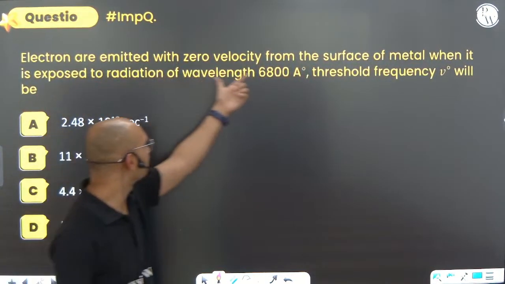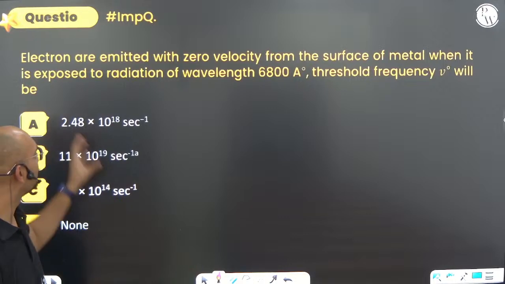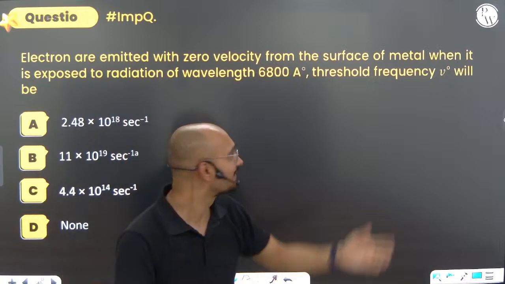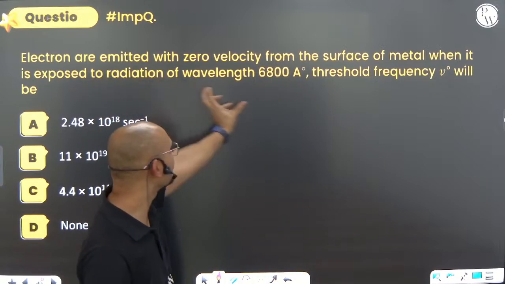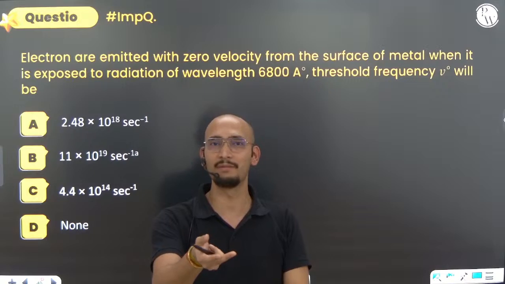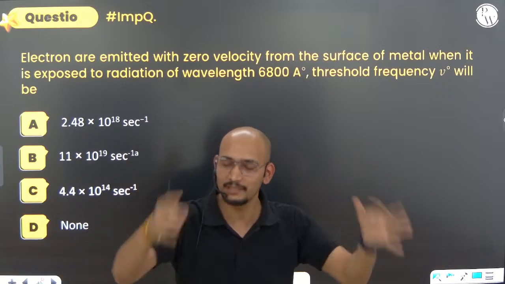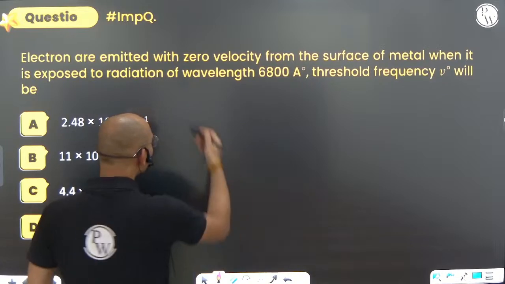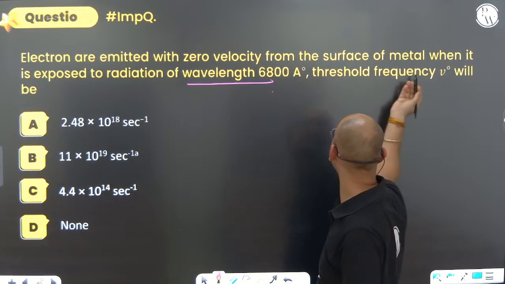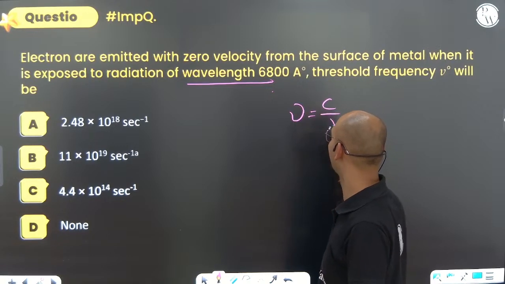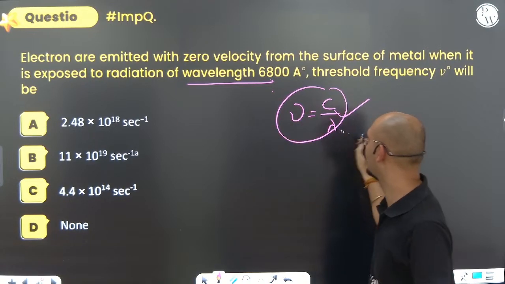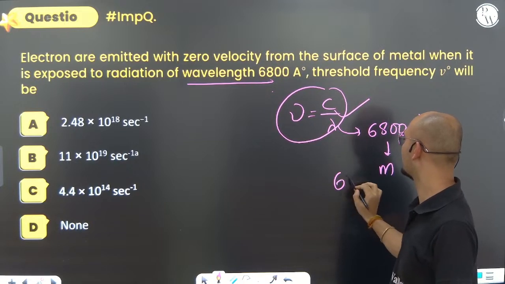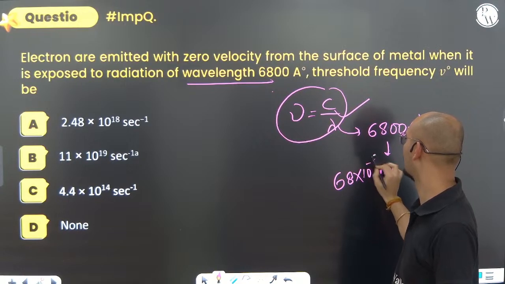The electrons are emitted with zero velocity from the surface of a metal when it is exposed to radiation of this wavelength. Find the threshold frequency. Very easy, right? So it is telling that electrons are emitted with zero velocity, means it just came out of the metal. It is not having extra energy. Whatever energy it was, that is nothing but the threshold energy, or you can say work function, right? So this wavelength will correspond to this frequency. So nu will be equal to c over lambda. Use the formula. Lambda is already given, how much? 6800 angstrom. Convert into meter. That is 68 into 10 to the power minus 8 meter.